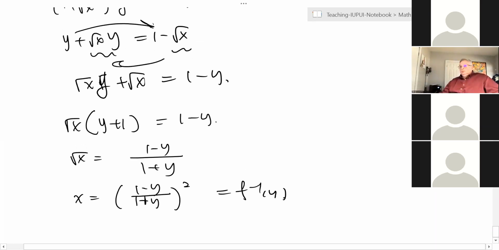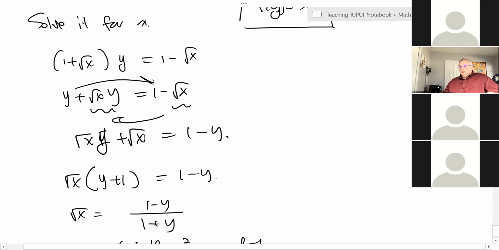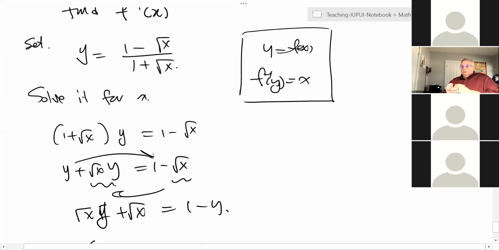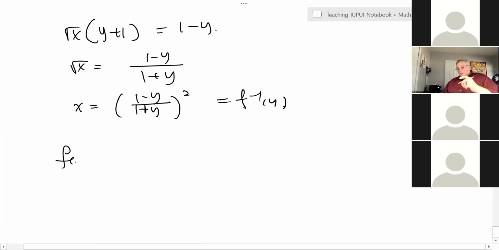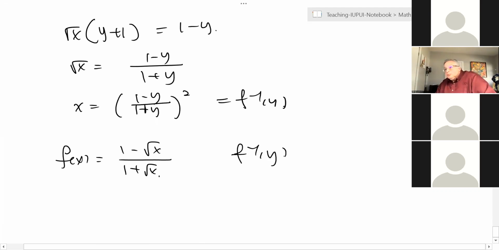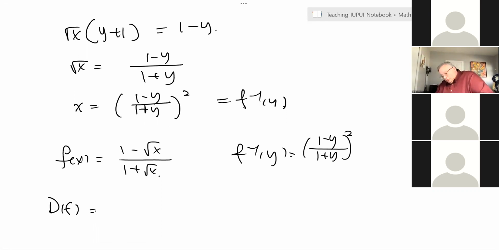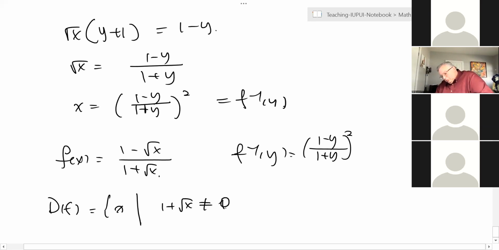We can go back to look at the function. What is the domain and range? So f(x) equals (1 - √x)/(1 + √x), and the inverse is this, we already found. What is the domain of f? You look at this expression. 1 plus √x cannot be equal to 0.